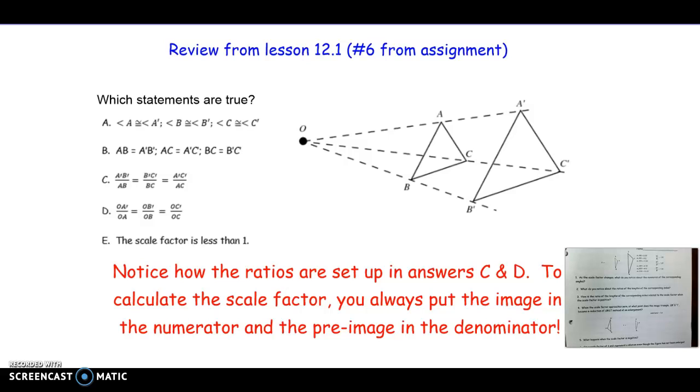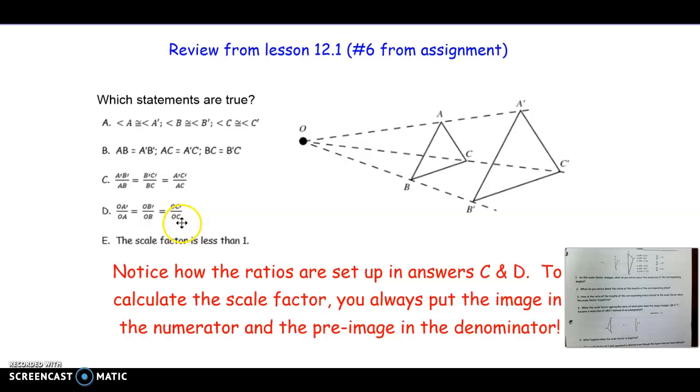So from lesson 12.1, this is actually number 6 on last night's assignment. These are the answer choices that you're given, but what I want you to make sure that you understand is that you look at specifically how they wrote those ratios in parts C and D. I want you to notice how the ratios are set up. Notice that the numerators of those fractions are all the image lengths. They have the prime notation on them, and the denominators are the original lengths, and the same in part D.